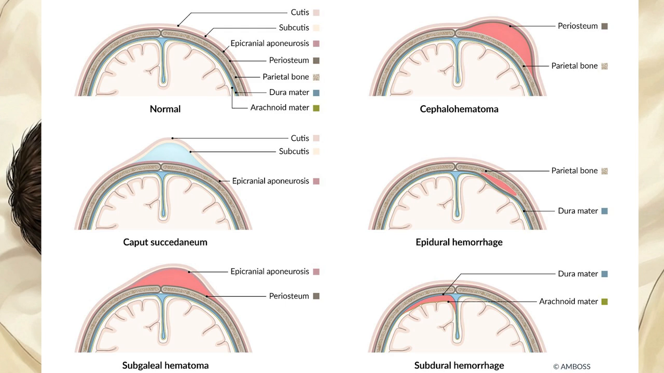Also evaluate for subgaleal hematoma. Subgaleal hematoma presents as extensive swelling that crosses suture lines. It occurs due to rupture of emissary veins. This condition can lead to serious complications. Significant blood loss may occur within this potential space and requires urgent attention.